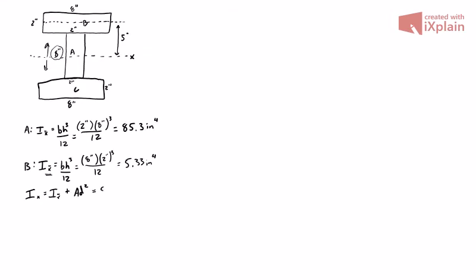So for this one, we have 5.33 inches to the fourth. The area for a rectangle is its base times its height, so 2 inches times 8 inches. And the distance that it's shifted is this 5 inches given on the diagram, so 5 inches squared. If we go through all that math, we get that the moment of inertia for shape B is equal to 405.3 inches to the fourth.